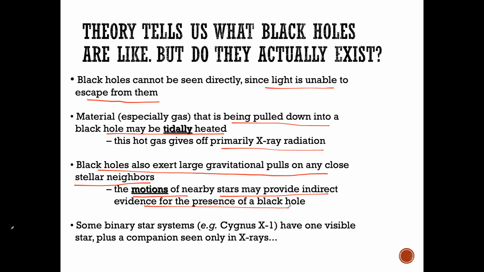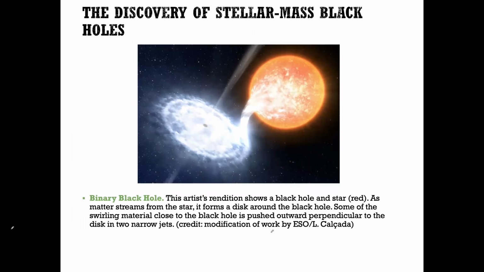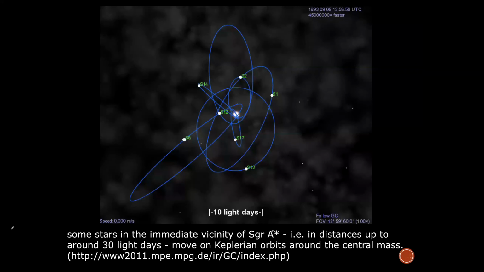And this example that I have, Cygnus X-1, is one of those examples to explain that we have some binary star systems in which we have one visible star plus a companion star that we can see only under X-ray wavelength. Which means there may be a black hole, right? If you can see X-rays. And here is that example. And then the second way of detecting black holes is looking at the motion of the nearby stars, right?